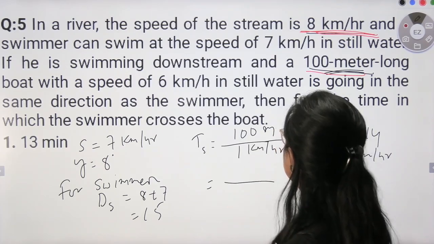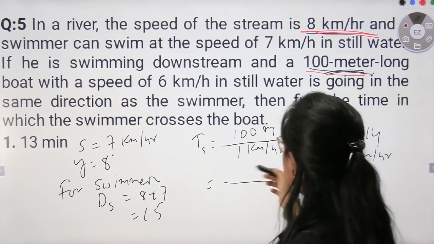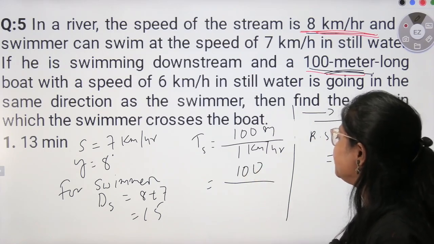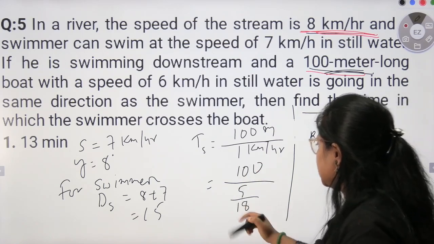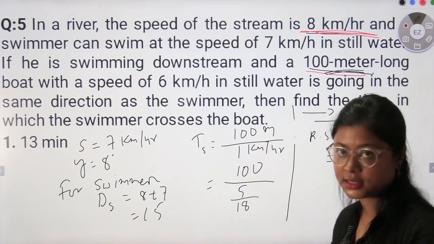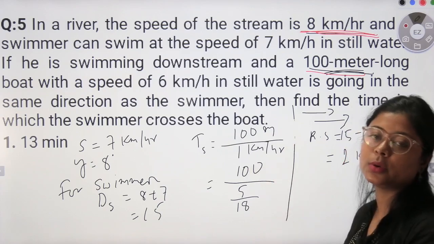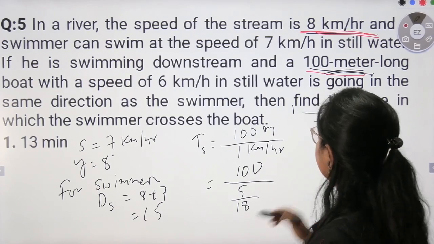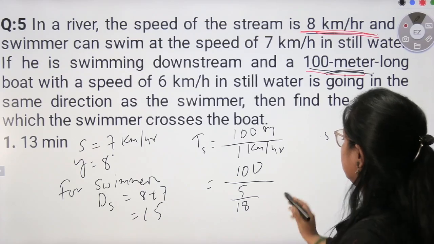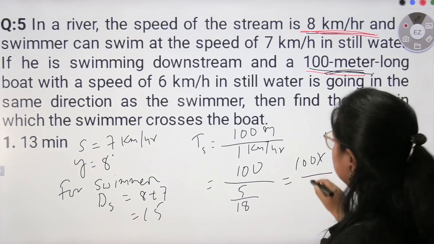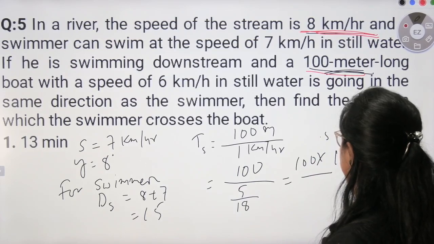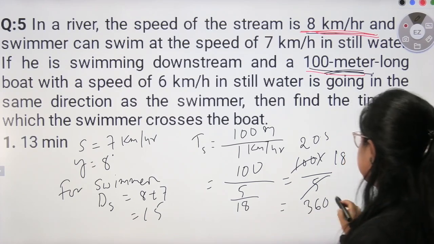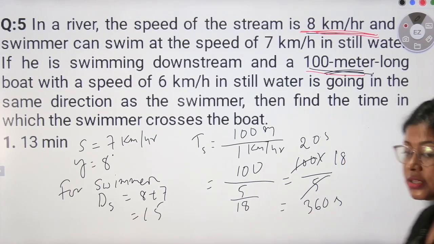So from here, for 100 meters, if I convert this 1 kilometer per hour to meters per second, I will multiply 1 kilometer per hour by 5 by 18. Then my kilometer per hour will get converted into meters per second. So we can calculate my time as 100 into 18 by 5, which is 20 into 18, so 360 seconds. So your answer is 360 seconds.